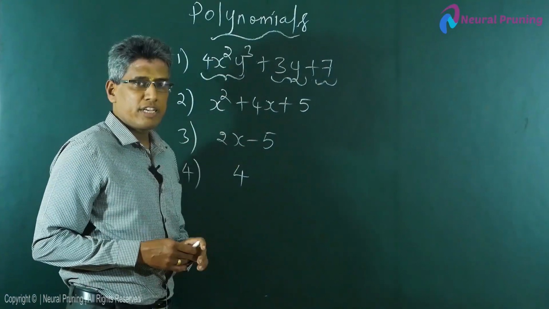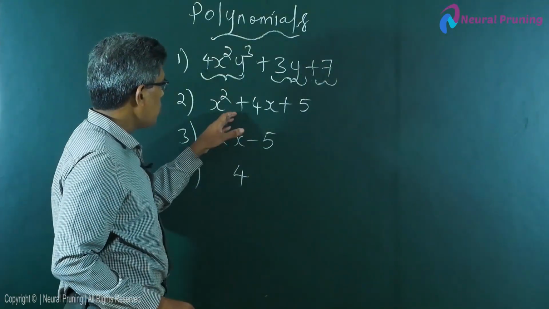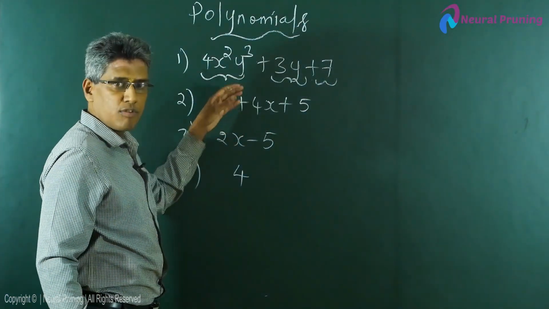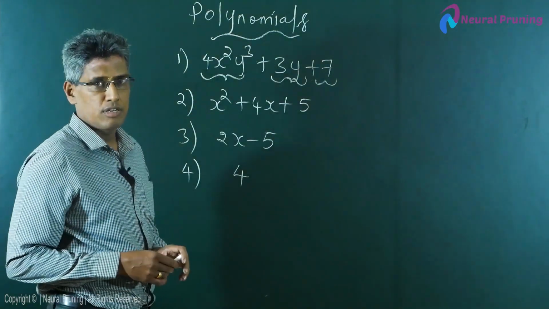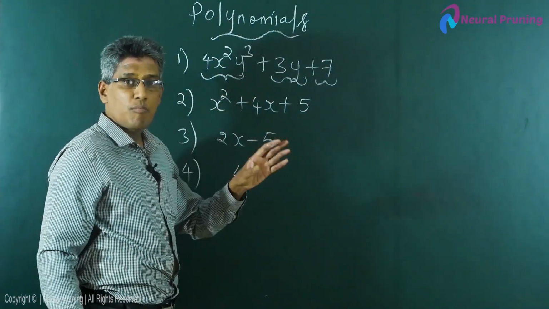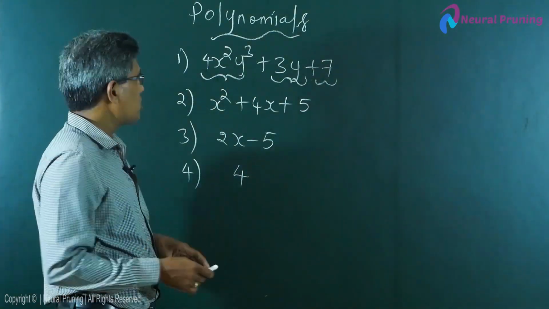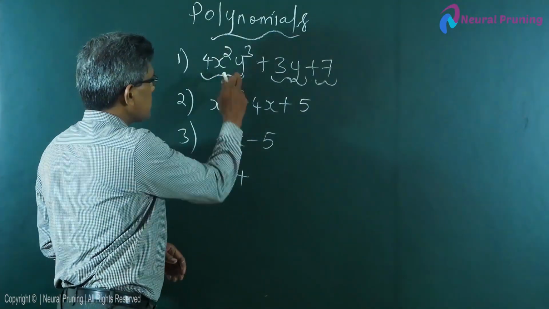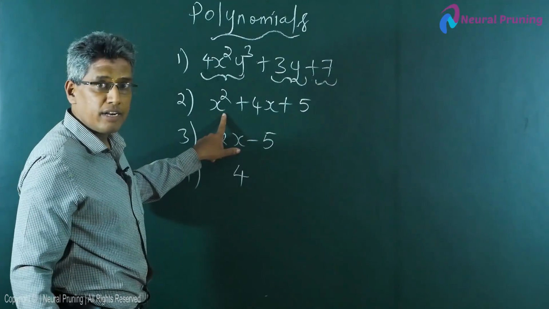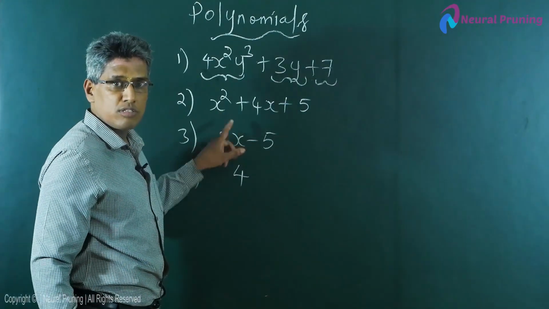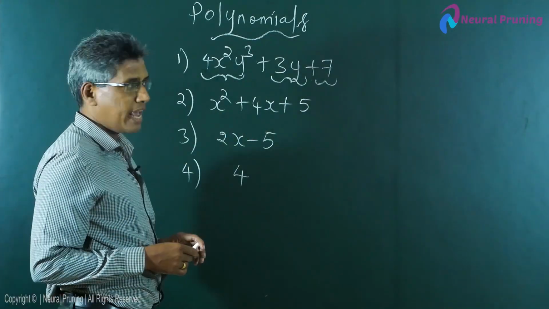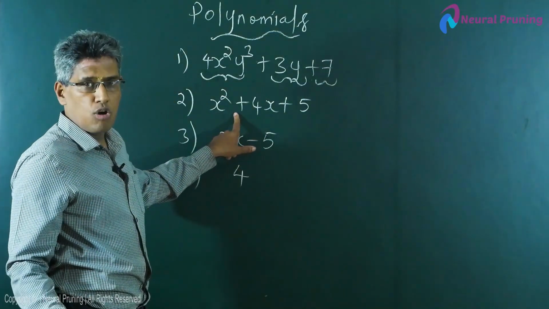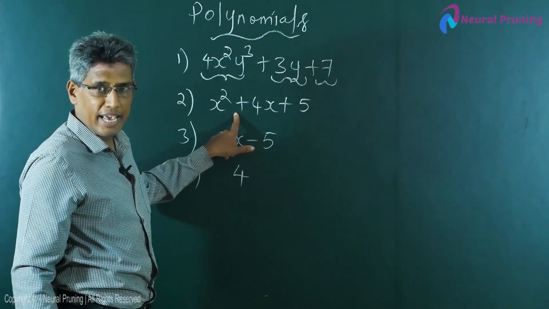X square plus 4x plus 5. So now if you care to observe, there is a difference between the first expression and the second expression. The first expression is a multivariable expression. So it involves usage of 2 independent variables, x as well as y. On the other hand, the second example involves a single variable x. So this particular expression can be called a polynomial in x.